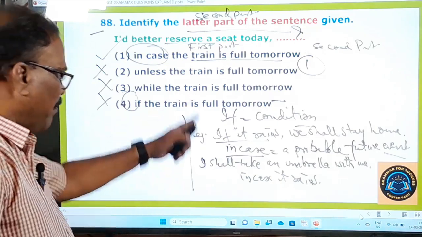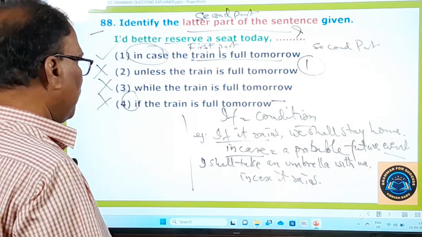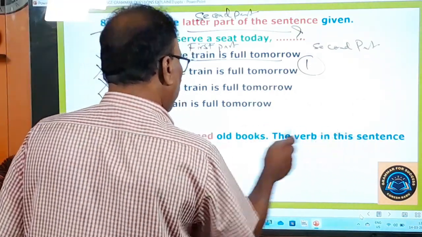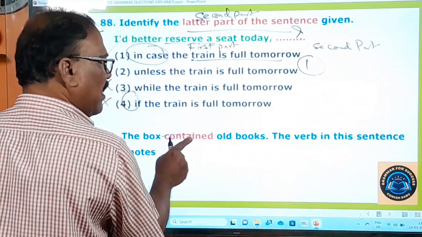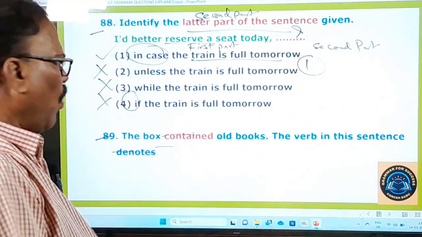Right, and please keep this point in your mind. And now let's move on to the next question. 89th question. The box contained old books. The verb in this sentence, this is the verb given in the red color. So the verb in this sentence denotes, means indicates, what?